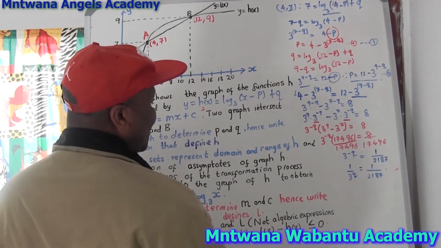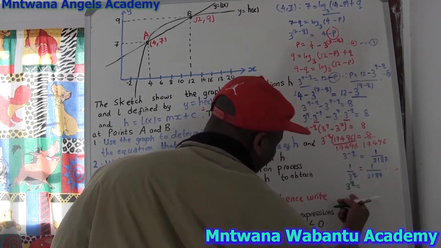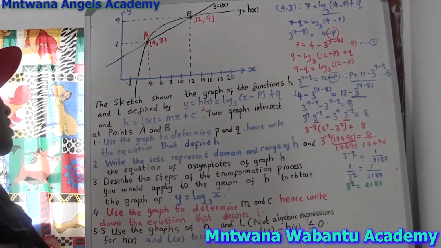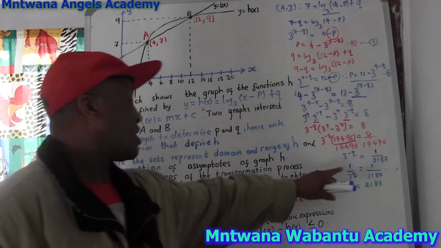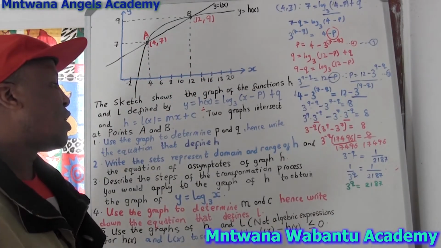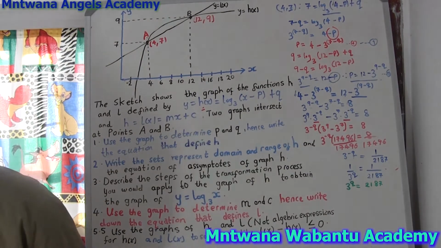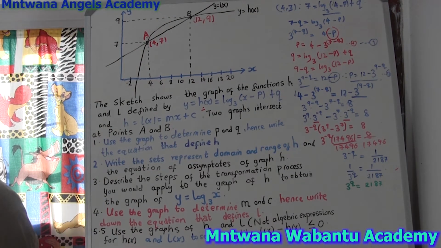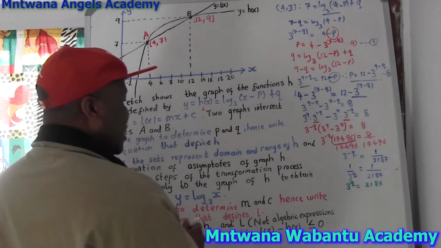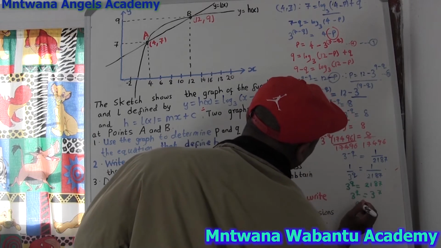So this one you flip is going to become 3 power q over 1, and this is going to be 2187 over 1, which is the same thing. So what we're going to do now is think of 3 power what equals 2187. I think 2187 is 3 power 7. Let's try. Yeah, 3 power 7. So this is going to become 3 power 7, and this is 3 power q. So our q equals 7.